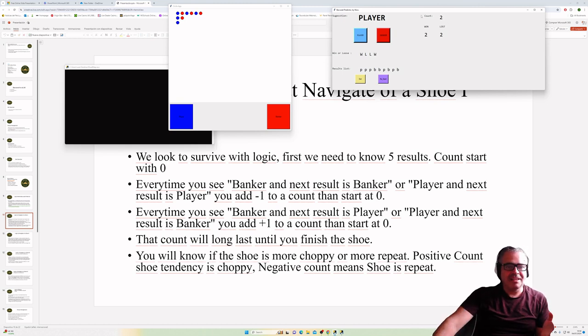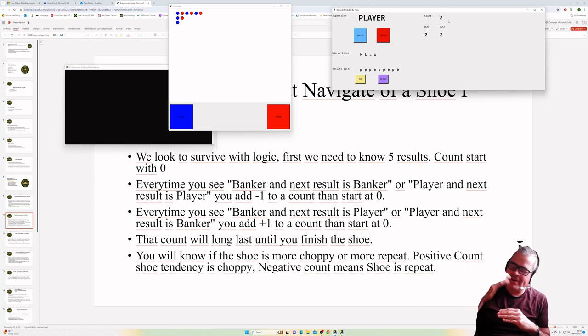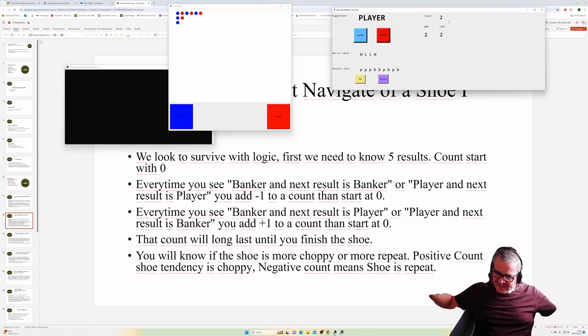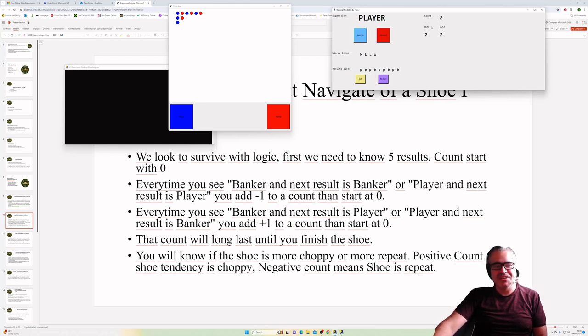And this statistic is completely different than the statistic we saw in the chapter before about the 66% or 33%. When you go over those margins, when you go over 66% or below 33% after 50 or 60 events, the tendency is to go to the middle, go to the 50%. But this count of repeat and choppy is not. This is completely independent.